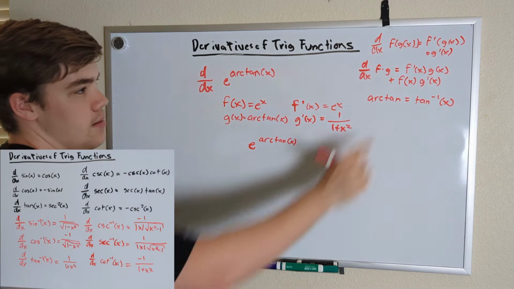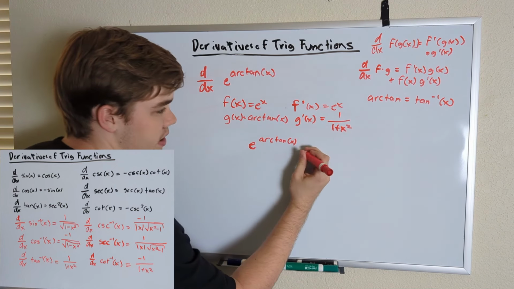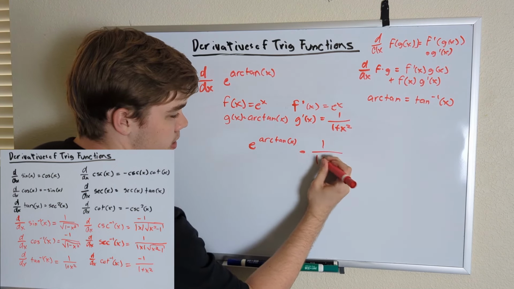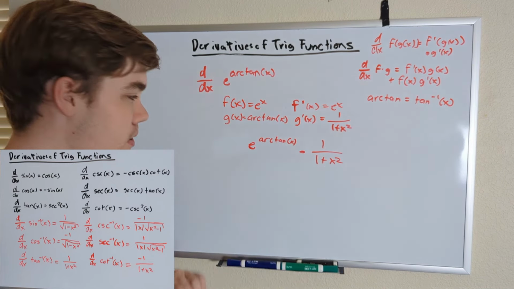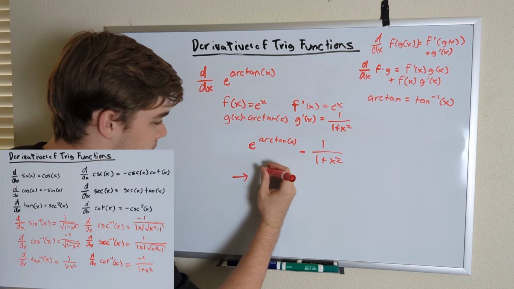And then we need to multiply that by g prime of x, which is 1 divided by 1 plus x squared. And we could leave it like that. That is the correct answer. You'll get this answer right. But I'm just going to change it to make it look a little bit nicer.